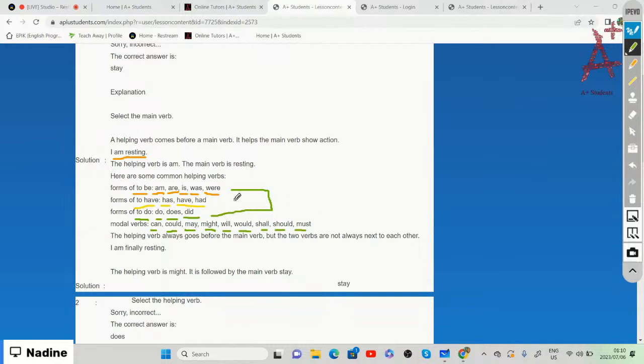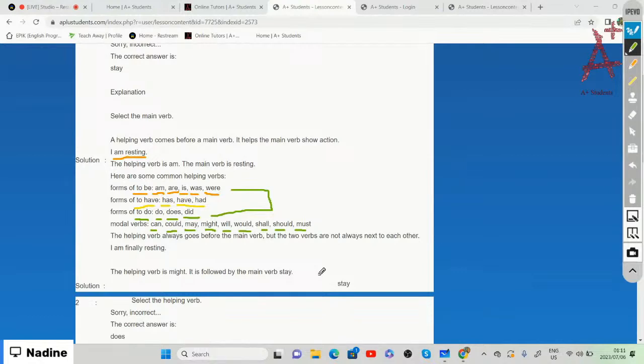These are the most common helping verbs, right? And then we have the modal verbs, which are can, could, might, may, will, do, would, shall, should, and must, right? Helping verbs always go before the main verbs because, remember, we said that it helps the main verb to show action. So it always goes before the main verb, right?